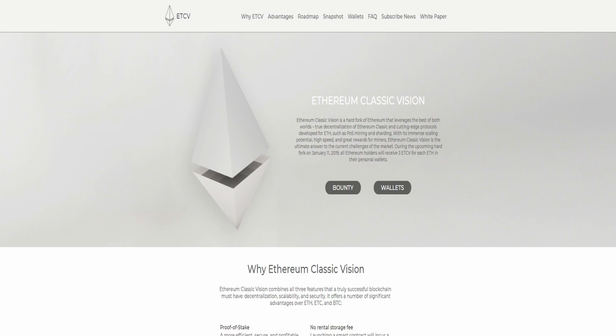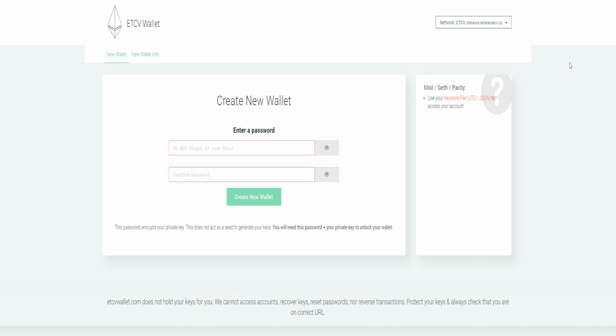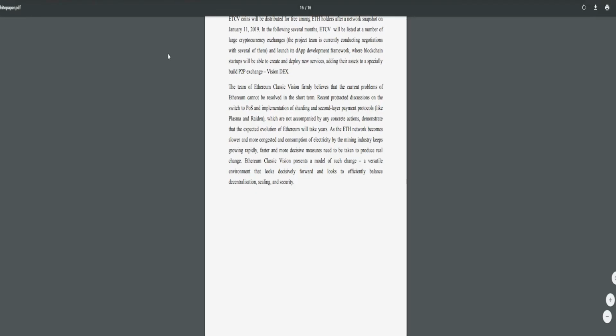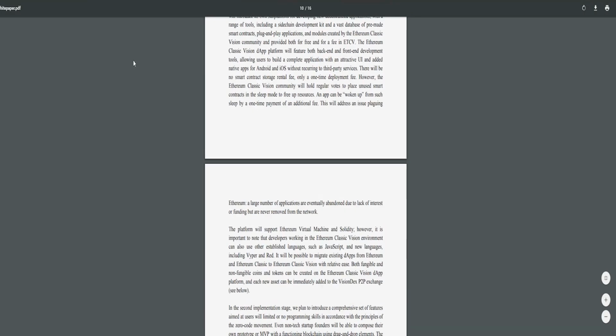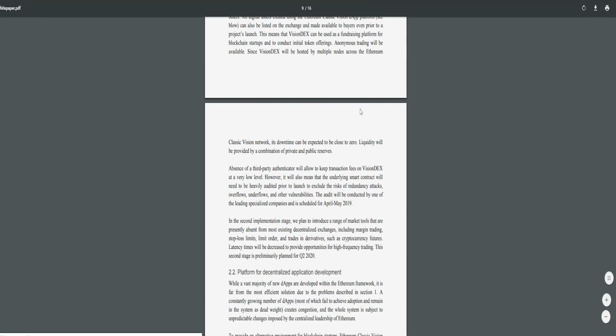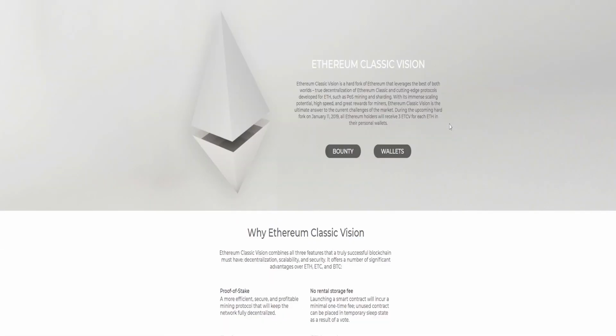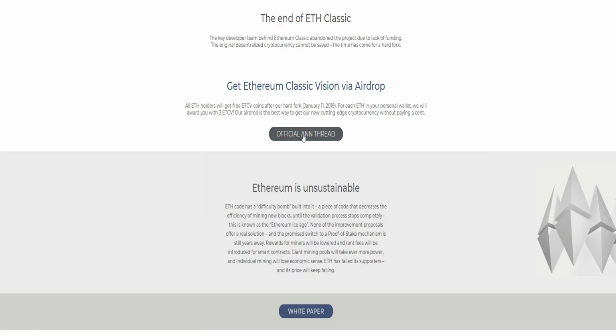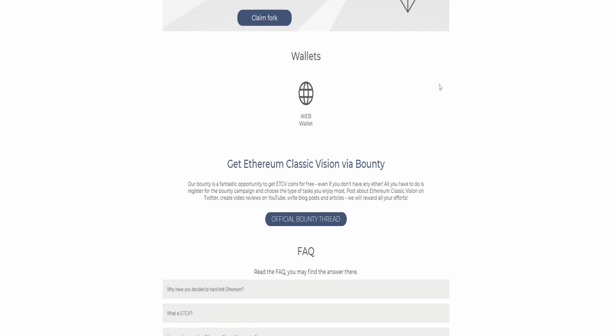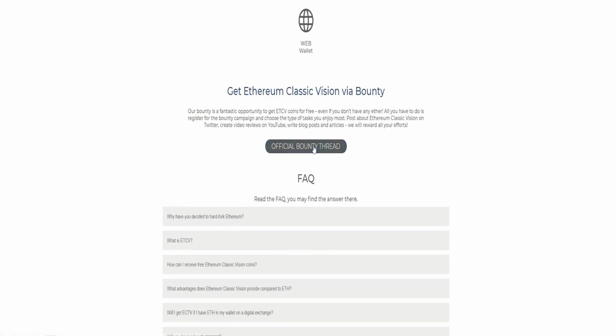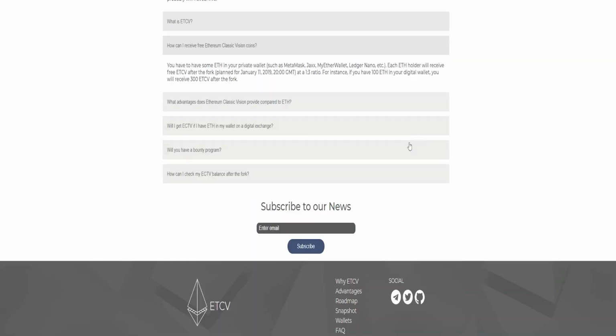Why Ethereum Classic Vision? Ethereum Classic Vision combines these three features that should be owned by a blockchain: truly successful decentralization, scalability, and security. It offers a number of significant advantages compared to ETH, ETC, and BTC. Proof of stake: a more efficient, secure, and rewarding mining protocol that will make the network fully decentralized. Sharding: the ETCV network can process 25,000 transactions per second compared with only 25 in ETH. Fair rewards: ETCV miners need not worry that their rewards will be reduced arbitrarily. The interests of miners and traders are carefully balanced.